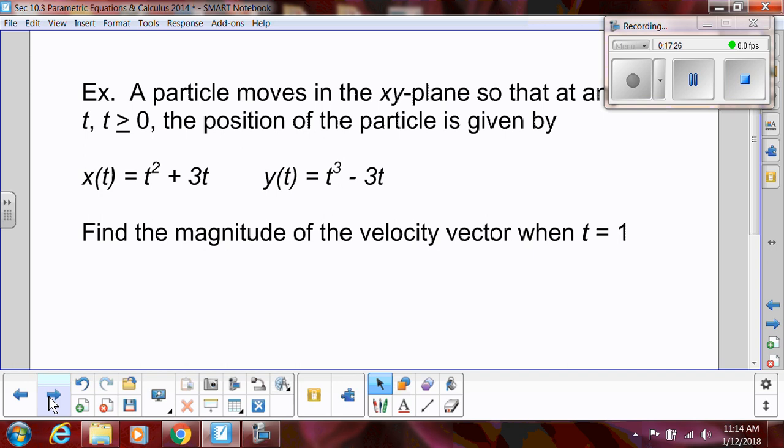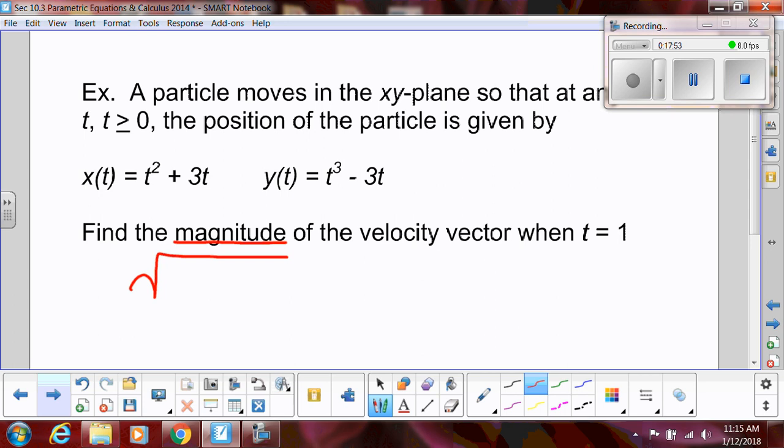All right, so now, same idea. The particle moves in the xy plane so that at any time t, where t is greater than or equal to 0, so we're not counting negative time, the position of the particle is given by these parameters. We want to find the magnitude of the velocity vector when t equals 1. So now we're doing magnitude. Magnitude is the square root of x prime of t squared plus y prime of t squared.